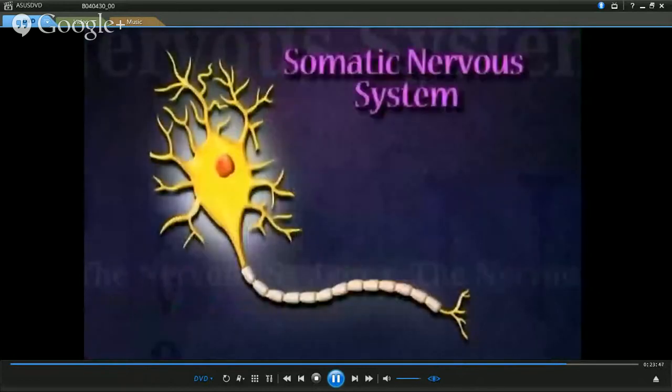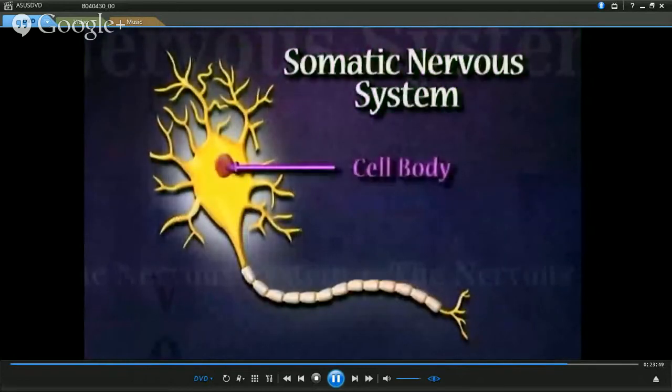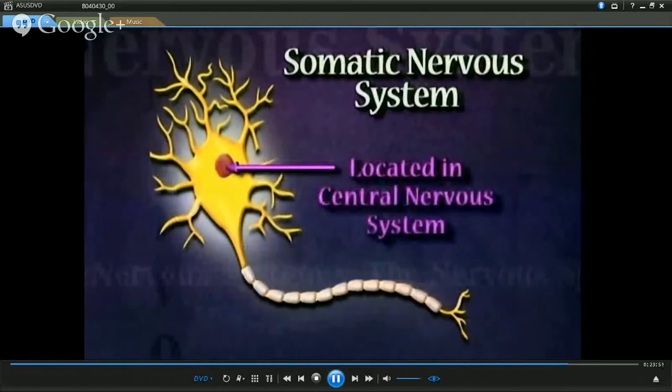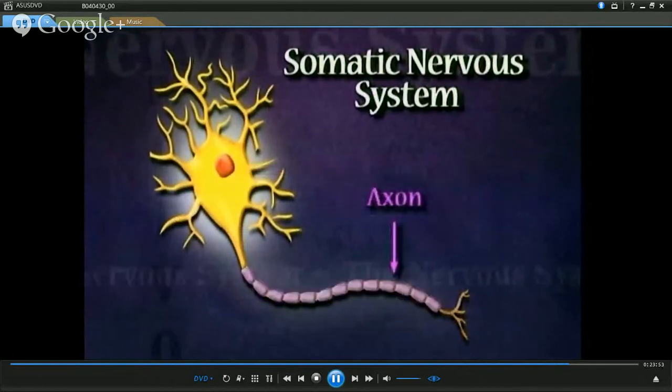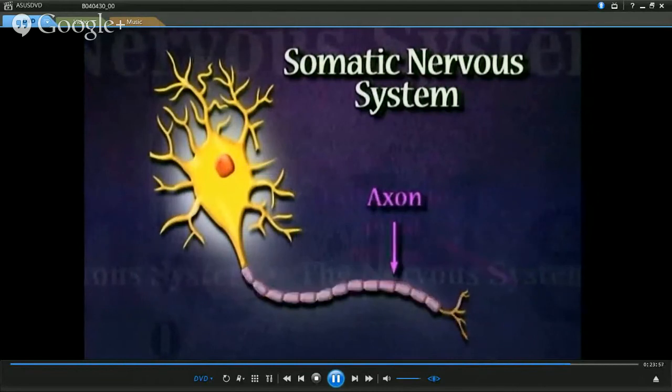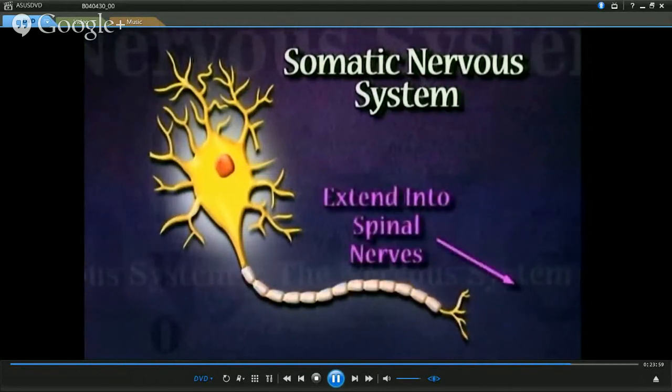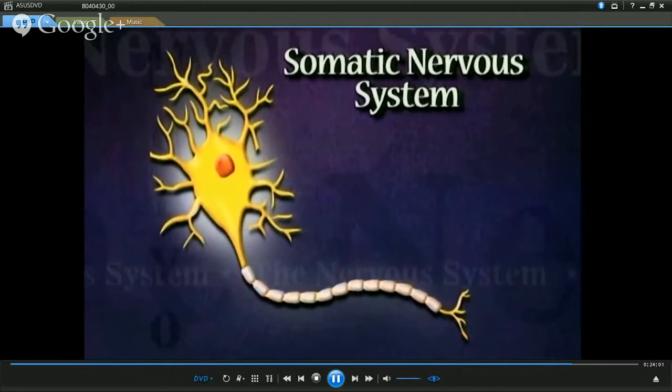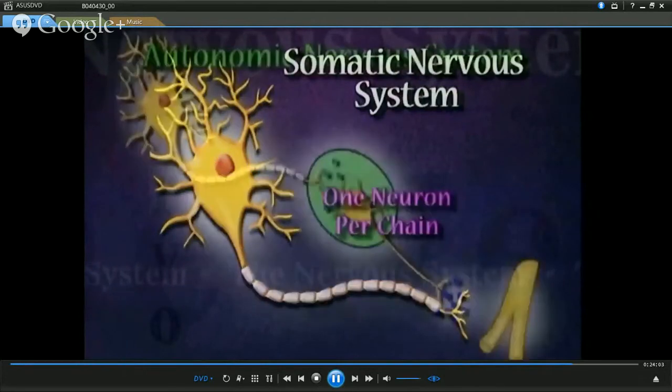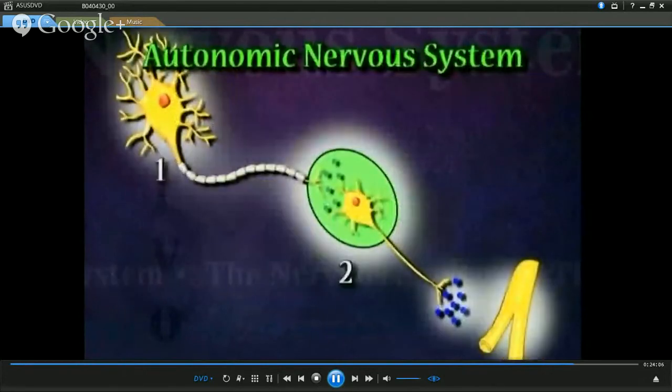You see, in the somatic nervous system, the cell bodies of motor neurons are located in the central nervous system. Their axons, the little branches that extend from the cell body, extend into spinal nerves and into the skeletal muscles they serve. So they use only one neuron per chain. The autonomic nervous system uses two neurons.